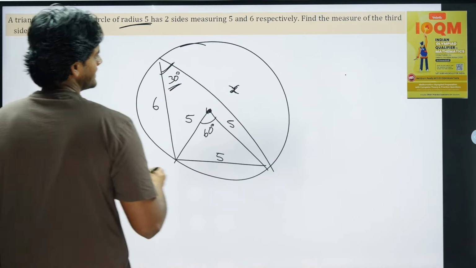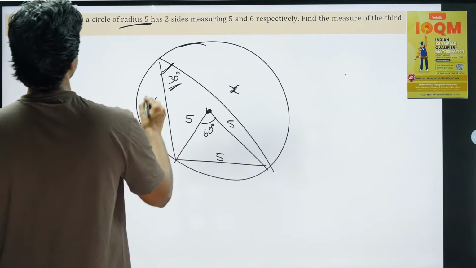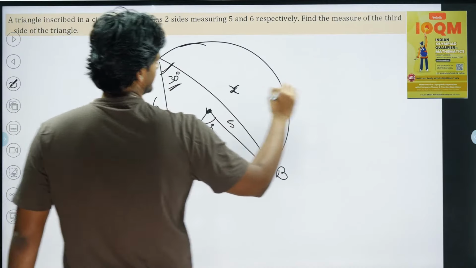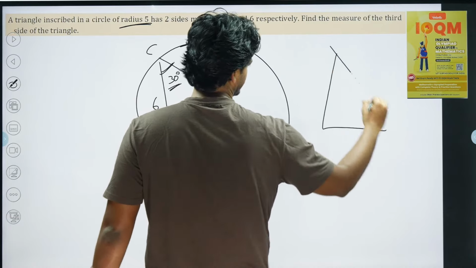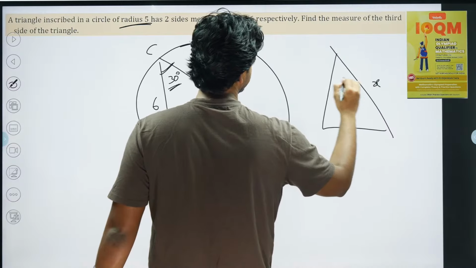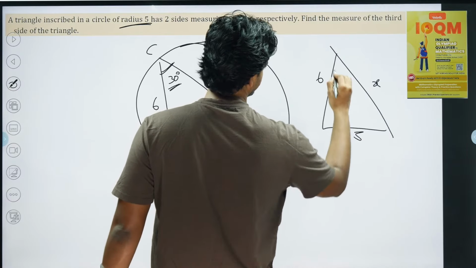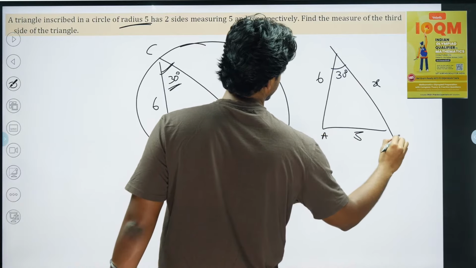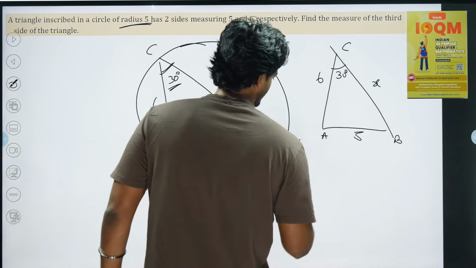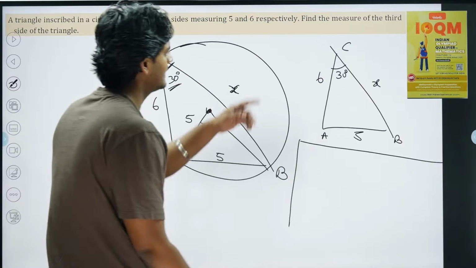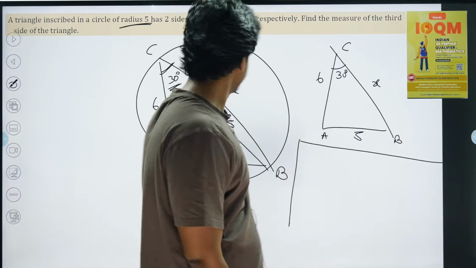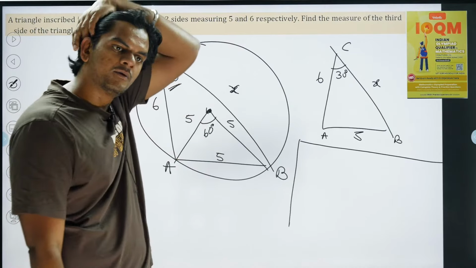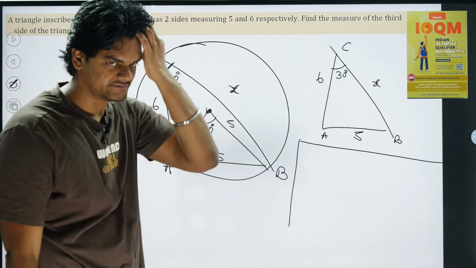So if that is 30 degrees, now look at this triangle, let's say ABC. If you look at ABC, this is x, this is 6, this is 5, this is 30 degrees. What do I do to find x?